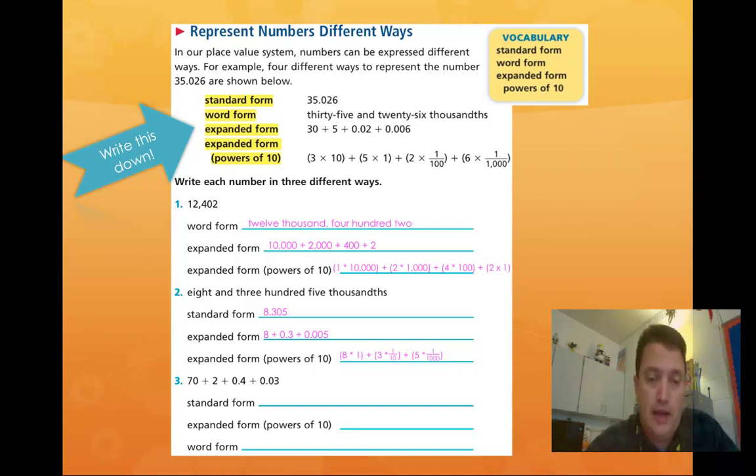All right, last one down here that we're going to look at, standard form. Okay, so we've got 70 plus 2 plus 4 tenths plus 3 hundredths. So when I put all that together, it looks like 72 and 43 hundredths. Expanded form, powers of tens, 7 times 10, 2 times 1. You can read the rest of that. And then in word form, 72 and 43 hundredths.